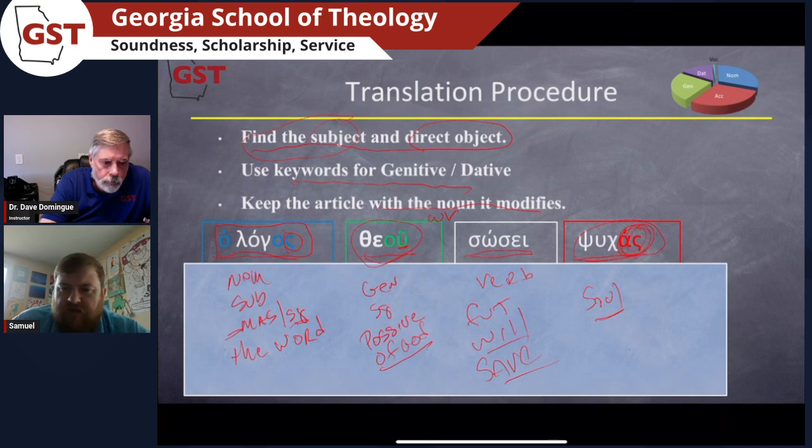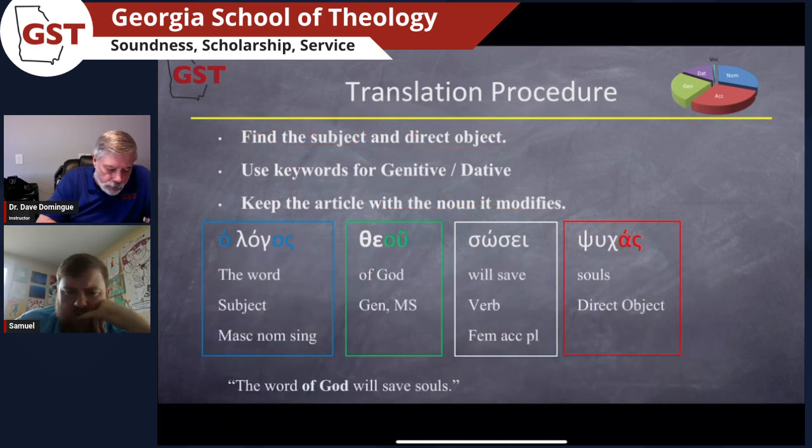It's plural? Yes, plural. What case, though? Nominative, genitive, dative, or accusative? Accusative? Yes, very much so. Accusative. So how does it function? As the direct object, right? So that would be souls, plural. So the word of God will save souls. All right, let's see if that's correct. And the word of God will save souls. Very much so. Very good.